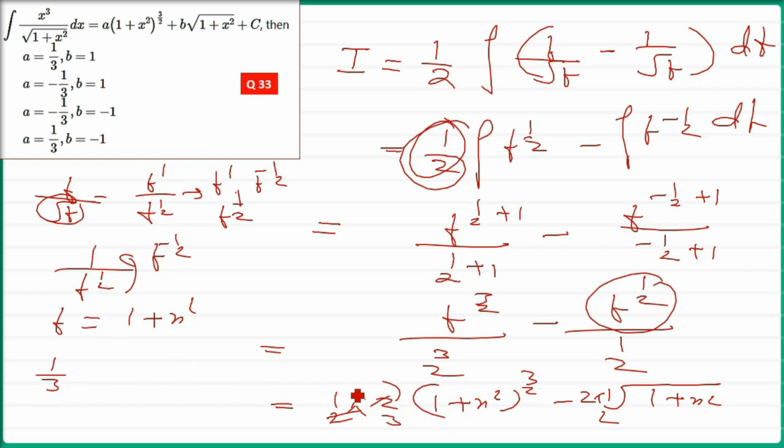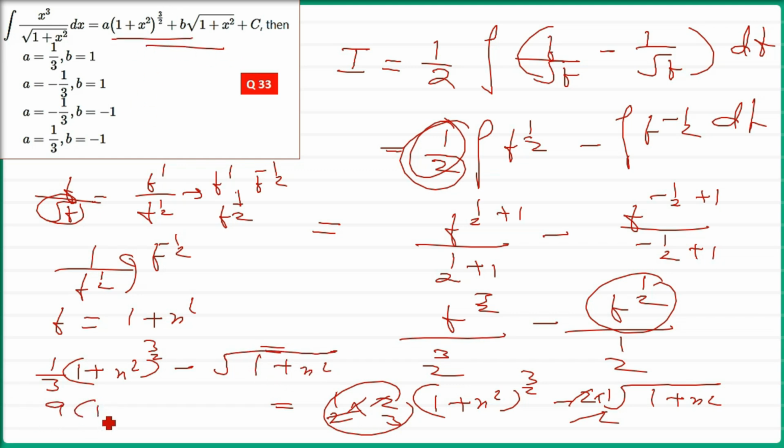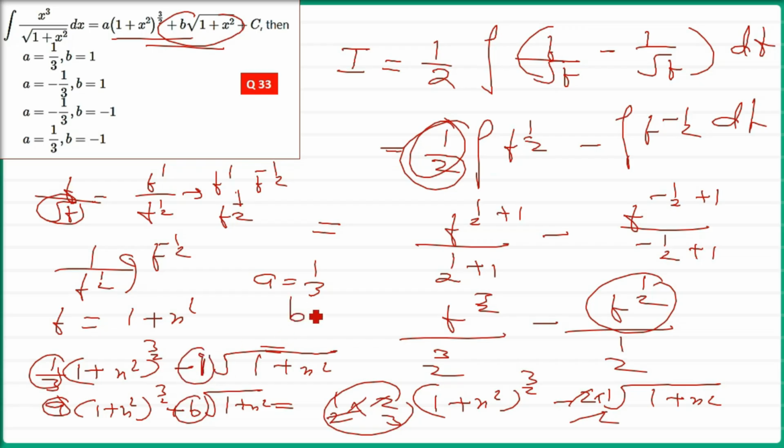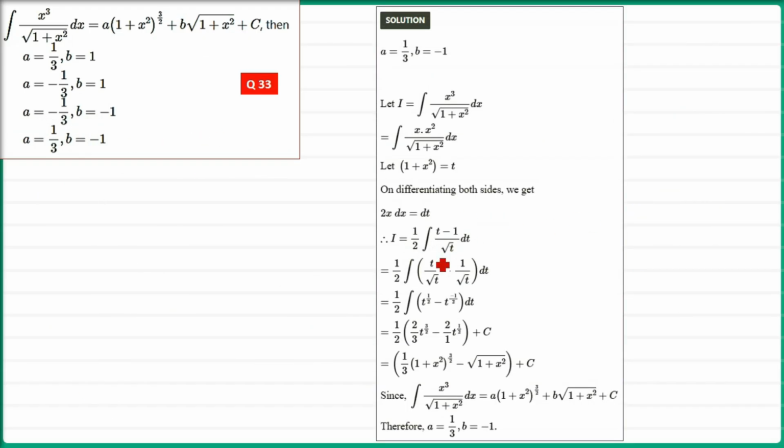So I'm writing the final result because I have to match it with the right part of the question being given. So 1 by 3 times 1 plus x square raised 3 by 2 minus the root 1 plus x square. Now let's match it with this. a times 1 plus x square raised 3 by 2, I'm just simply writing the right part of the question, and you will see what is matching, plus b under root 1 plus x square. So a is 1 by 3, and b is simply negative 1. Just match it. You are getting a proper answer here. a is 1 by 3, b is negative 1. It was a good question, and this is how it will be performed.